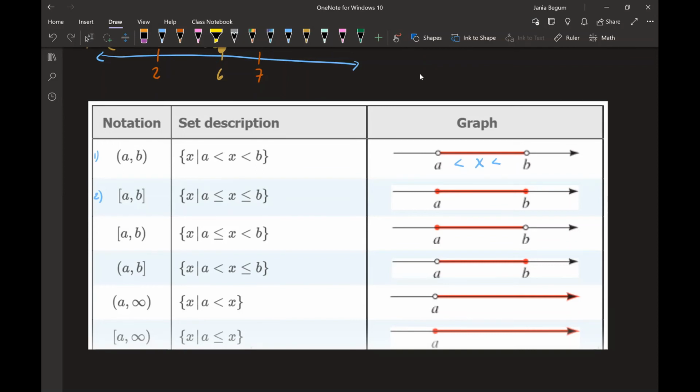Now, the third and the fourth is just what if one endpoint is open and the other is closed, okay? For the last two is just looking at infinities, okay? What if the set goes on forever? And what if there's an endpoint that is closed at the one end and the other open, okay? So pretty much this chart summarizes everything for us. Any questions so far?